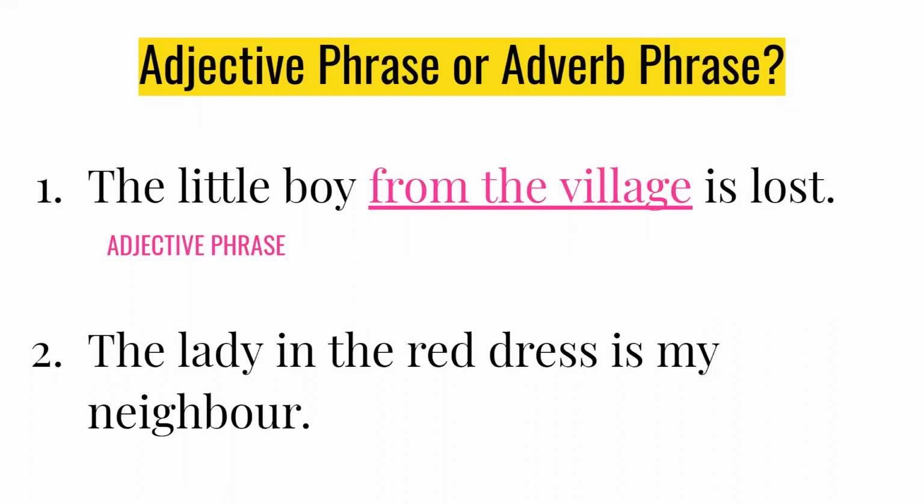The following sentence says, the lady in the red dress is my neighbor. The phrase in this sentence is in the red dress. Which word is being modified? Who or what is in the red dress? The lady is. Since lady is a noun, it makes this phrase an adjective phrase.